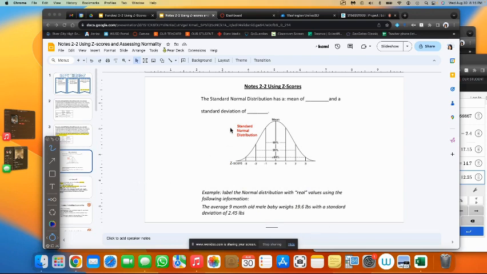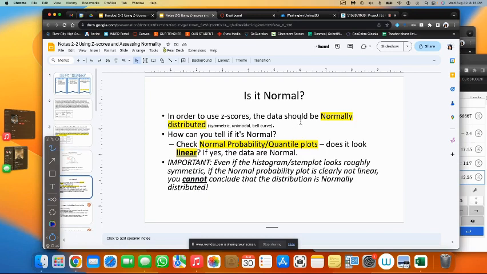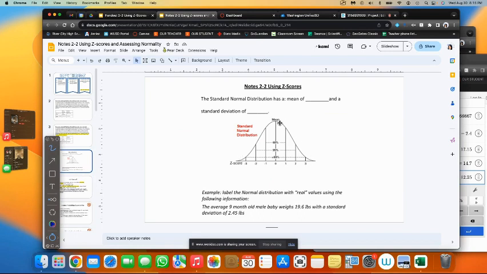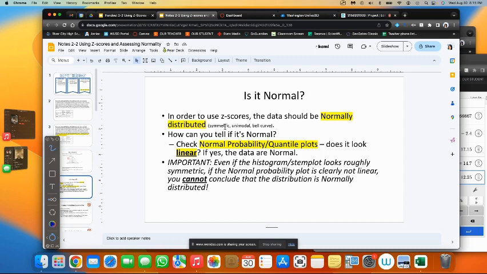In order to use z-scores, we have to make sure that our data is normally distributed. What I mean by that is, because our standard normal distribution is normally distributed, symmetric, a bell curve, our data has to also be normally distributed. How can we tell if it's normal? We have to check what's called the normal probability plot. Sometimes it's called a normal quantile plot. And then we have to determine if it looks linear. If it looks linear, then we can determine that, yes, the data are normally distributed.